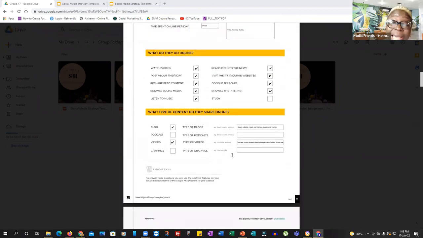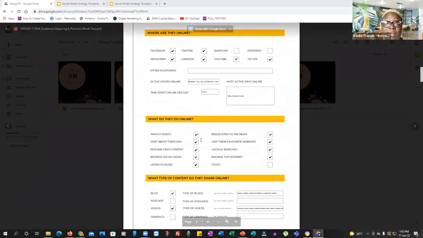So guys, when I ask questions like what do they do online, what kind of content do they do, I do encourage you to have two persona types, because even though you're talking about one person that represents the group, you could have a primary group and a secondary group. Within that group, there are some nuances that maybe differentiate, right? So you can have persona A, which is probably your primary group, and persona B, which is your secondary group. You guys need to say that, okay?